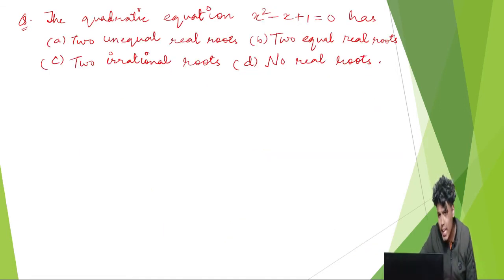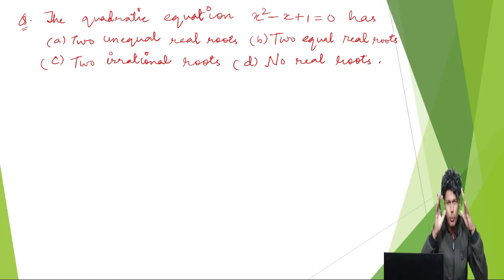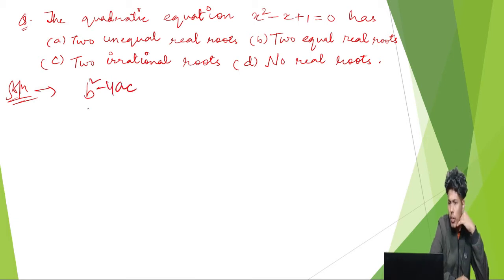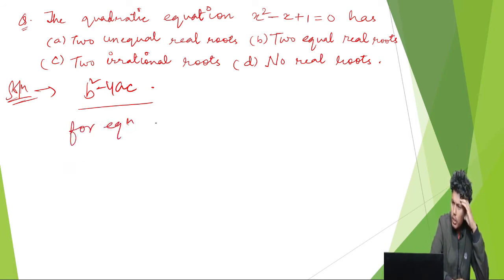Let us look at another question. The quadratic equation x square minus x plus 1 equal to 0 has: 2 unequal roots, 2 equal roots, 2 irrational roots, or 2 real roots. For that we need to calculate. If you want to understand the roots, we need to understand the discriminant. Discriminant is b square minus 4ac. Let us find b square minus 4ac for the equation x square minus x plus 1 equal to 0.